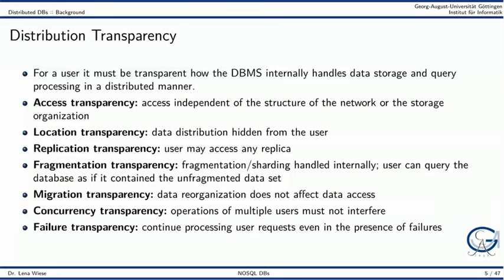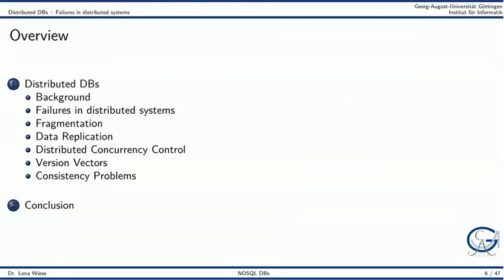However, the user can access the data as if they were unfragmented, and he can even combine data from different fragments. Migration transparency means that internal data reorganizations have no effect on how a user accesses the data. Concurrency transparency means that operations of multiple users on the same dataset do not interfere. Failure transparency means that the system is failure tolerant and it can continue processing user requests even in case of failures. We will now have a closer look at potential failures in distributed systems.